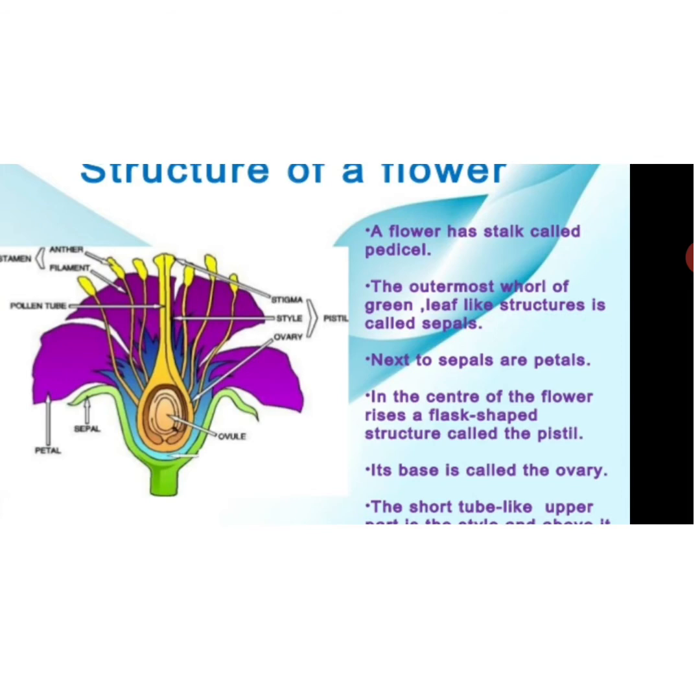Okay, so clear students? In our pistil, how many parts are included? In our pistil, three parts are included. First one is stigma, second one is style, and the third one is ovary, and inside the style one tube is there, the pollen tube. With the help of this pollen tube, the pollen grains enter into the ovary or ovule.